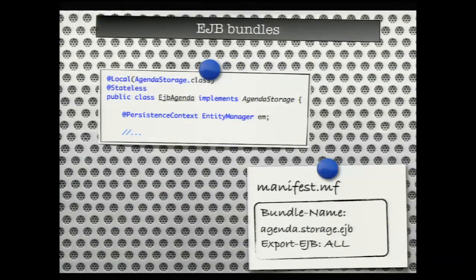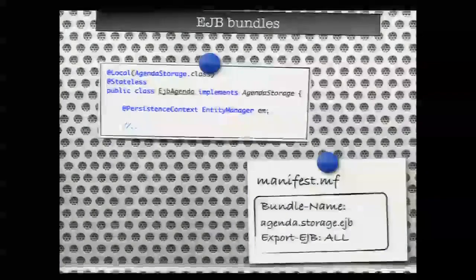This could be an example of an EJB bundle. I just write my EJBs as I would do normally. I add a manifest which says, well, export all the EJBs, and all those EJBs will be exported as OSGi services. So if I do a lookup in the OSGi service registry, I'll actually find an agenda storage service, which is actually an EJB, but I don't even have to know about this. So I can start using this EJB service from another bundle, which is just a plain OSGi service. Really combining the best of two worlds.